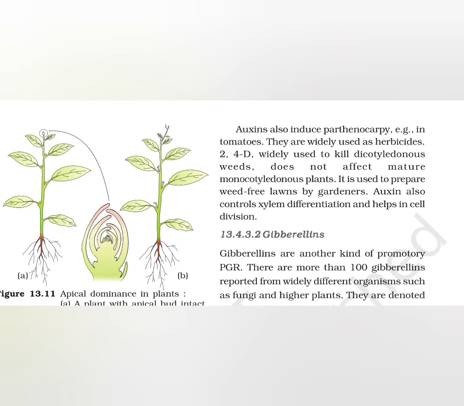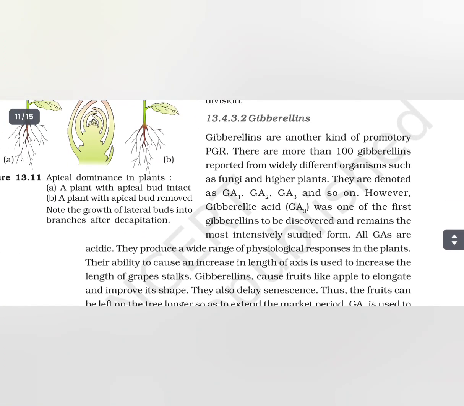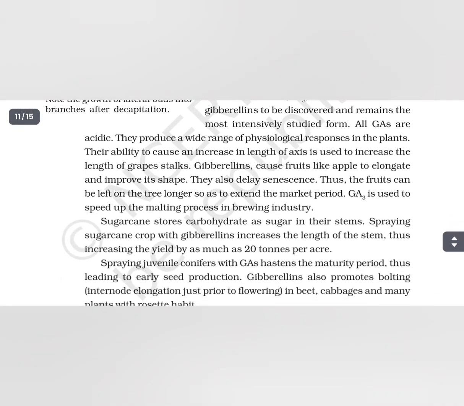Auxin also controls xylem differentiation and helps in cell division. Gibberellins. Gibberellins are another kind of promotory PGR. There are more than 100 gibberellins reported from widely different organisms such as fungi and higher plants. They are denoted as GA1, GA2, GA3 and so on. However, gibberellic acid, GA3, was one of the first gibberellins to be discovered and remains the most intensively studied form. All GAs are acidic. They produce a wide range of physiological responses in the plants.